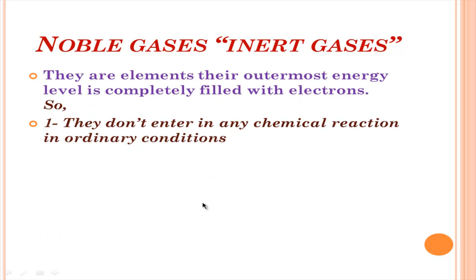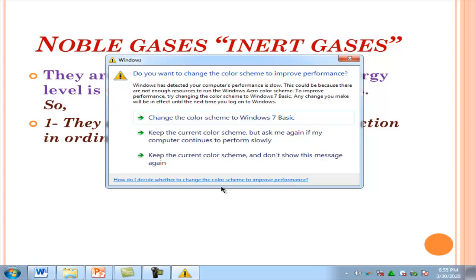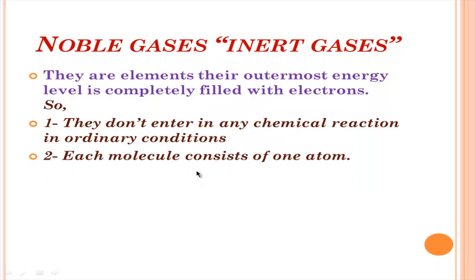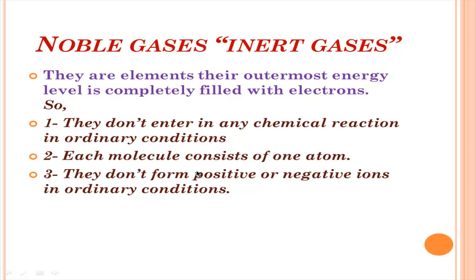The third type of elements: noble gases or inert gases. Their outermost energy level is completely filled with 8 electrons, so they don't enter any chemical reaction in ordinary conditions. Each molecule consists of 1 atom. They don't form positive or negative ions in ordinary conditions, as helium, neon, and argon.